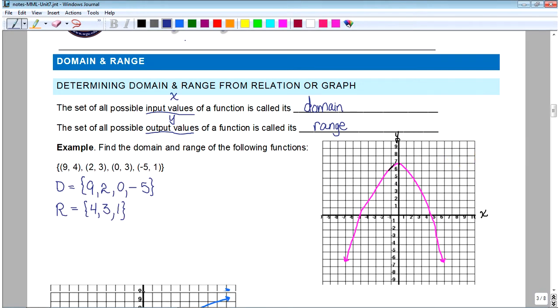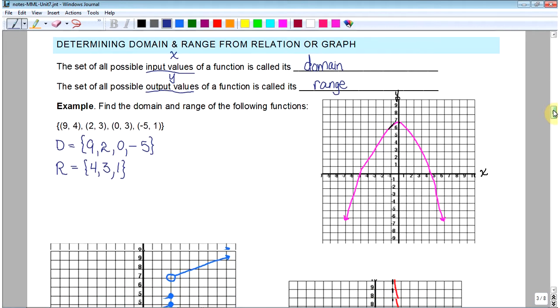Going on to our second example. So now we have a graph, and we want to describe all of the x values that have a corresponding point on this graph. So you want to be careful when doing this. Make sure you're looking at your x-axis. And the way that you can think about it is, okay, what x value do I pick that has a corresponding point on the graph?